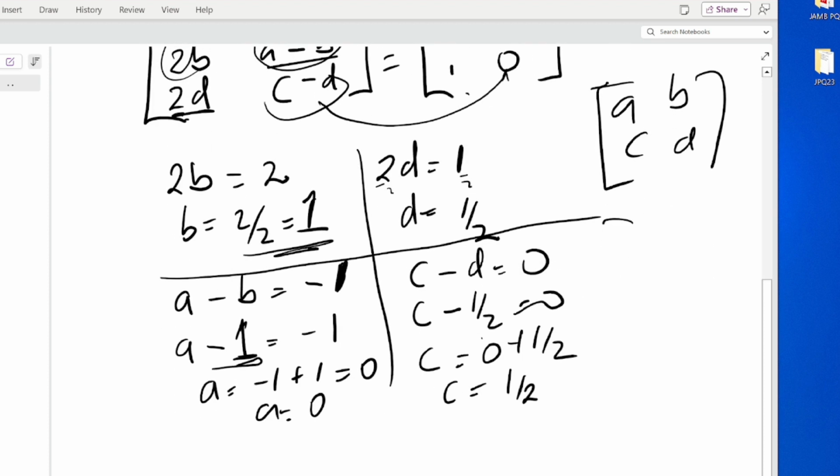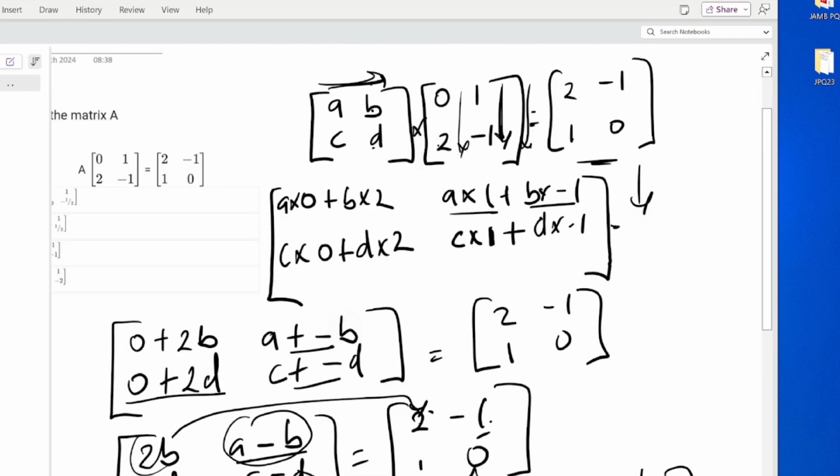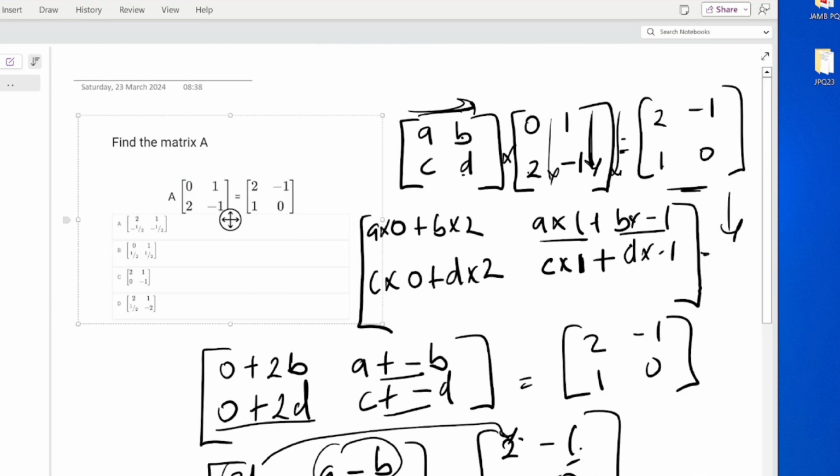We can now start inserting our values into this, since we know a, b, c, d. A we know is 0, b we know is 1, c we know is half, and d we know is half. So our final answer is 0, 1, half, half at the bottom. And from the options we see 0, 1, half, half at the bottom, which is B. Our correct answer is B.